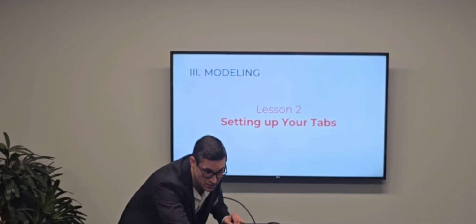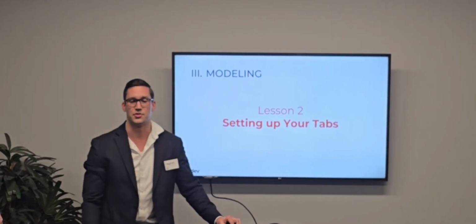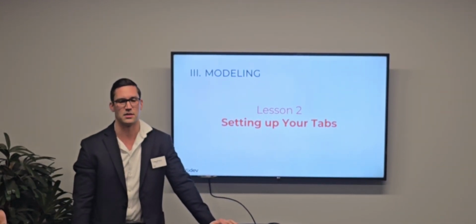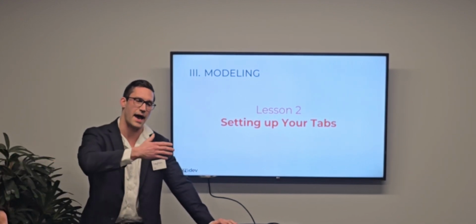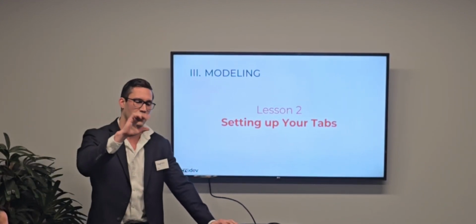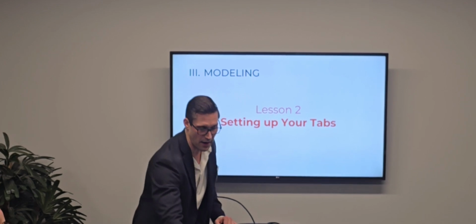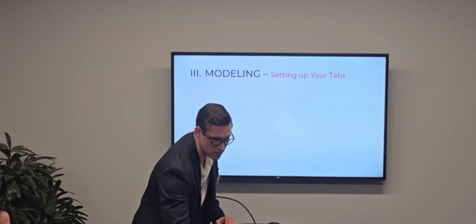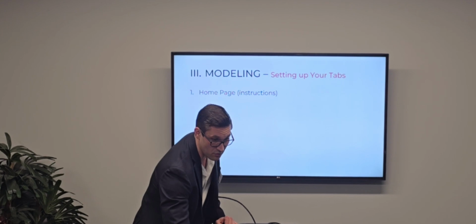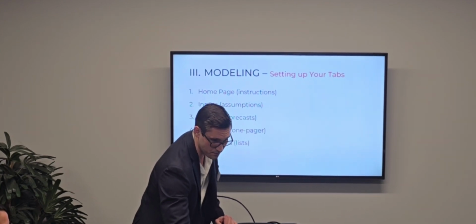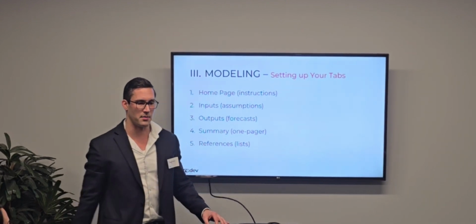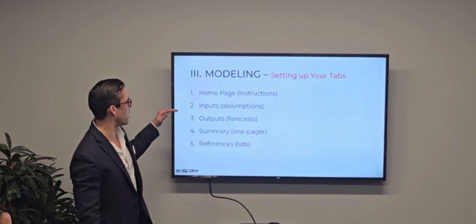So lesson 2 is setting up your tabs. Tabs are just the sheets in the spreadsheet. We've all seen Excel files that are like 40 tabs and you have to scroll left and right. My least favorite thing, frankly, is having to navigate tabs. So for me, I like to keep it very Spartan and just have 5 tabs. 5 tabs total. You're gonna see I violate my own advice in my model, but I'll explain it.